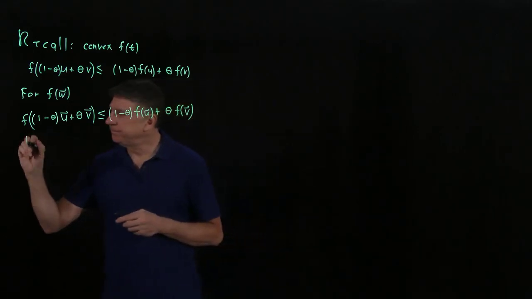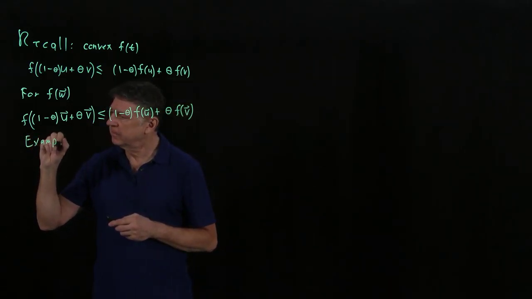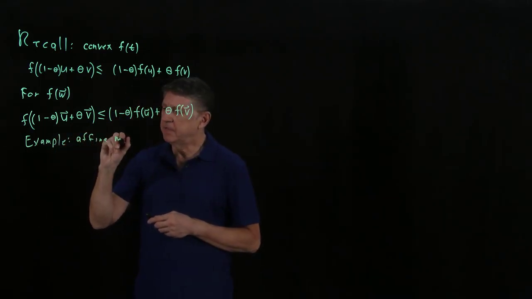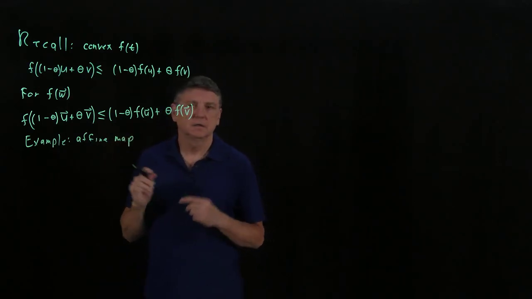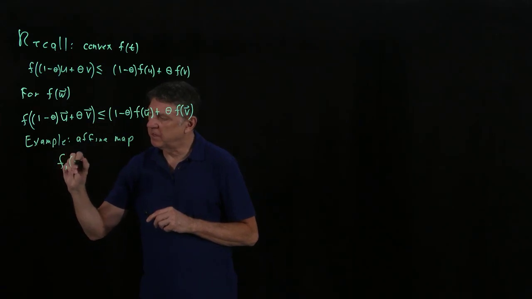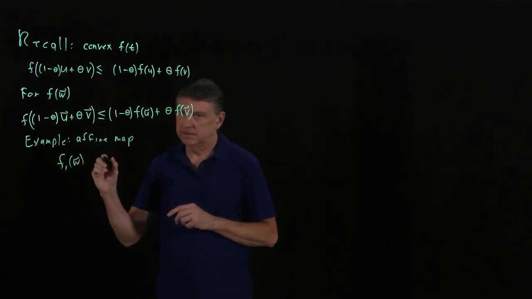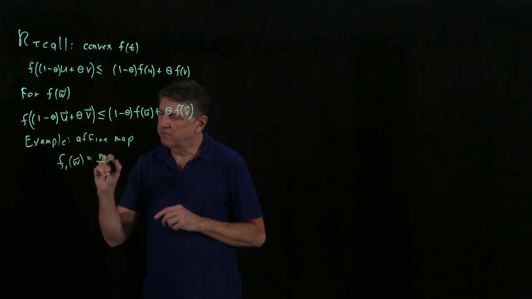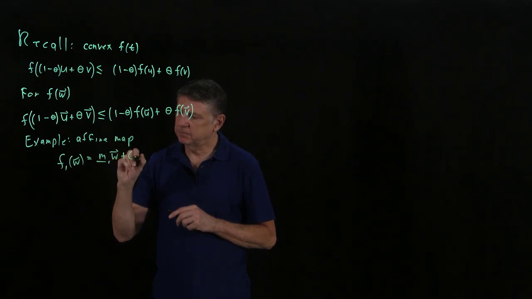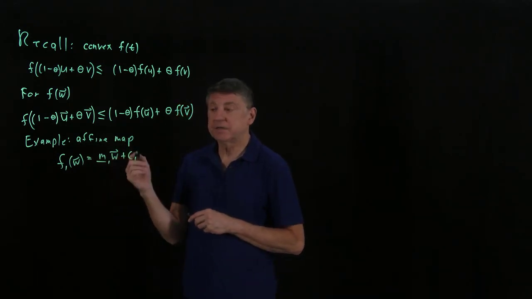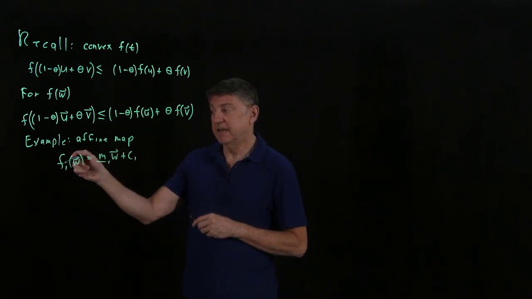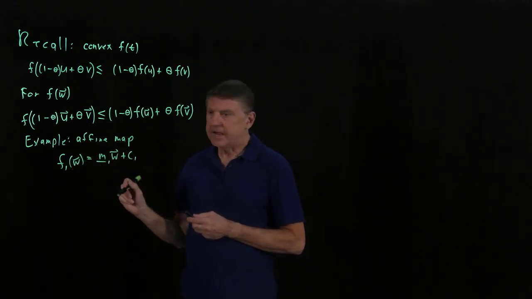So an example is an affine map. And an affine map is a slight variation on a linear map. So let's suppose that we have function 1 that has a vector argument, and that this is some one form 1 times the argument plus some constant. So this isn't linear, because if we multiply w by 2, for example, there's no guarantee that f1 is doubled.